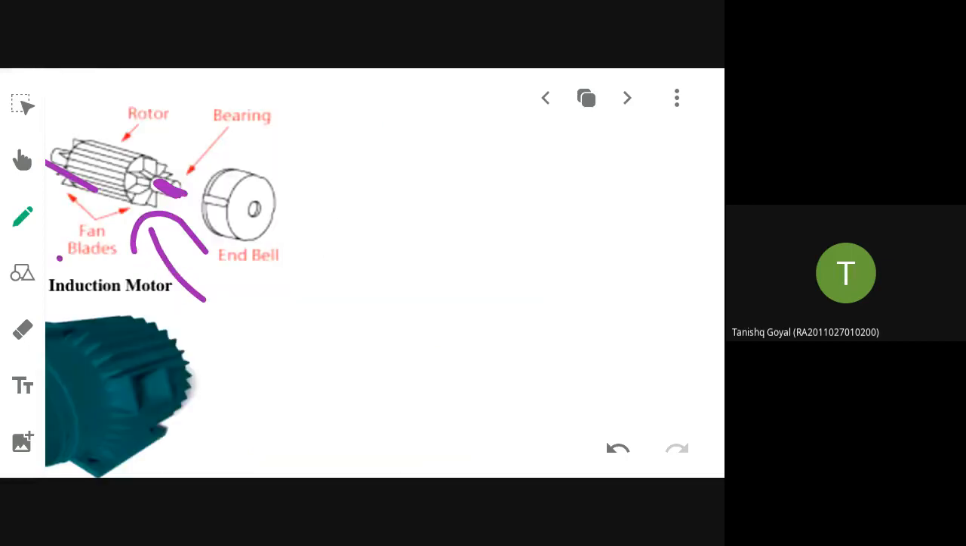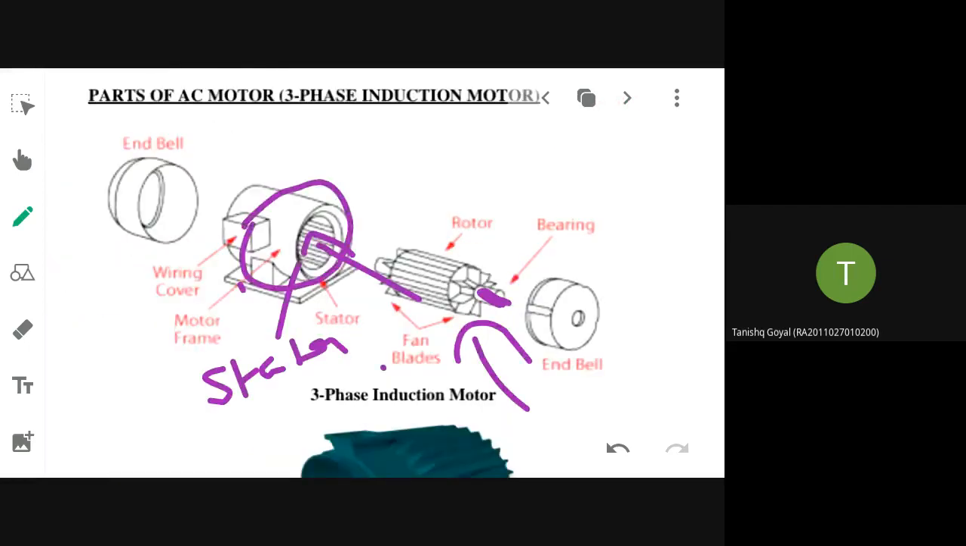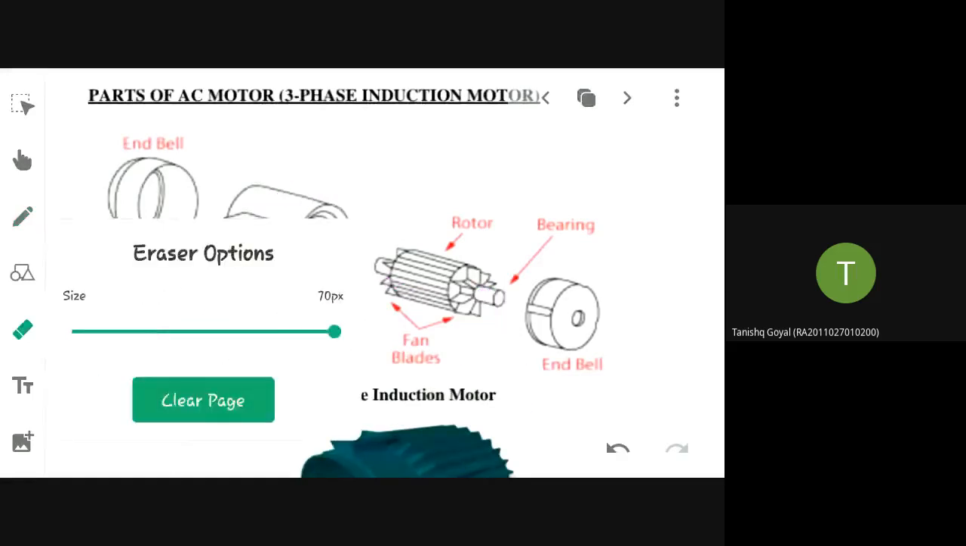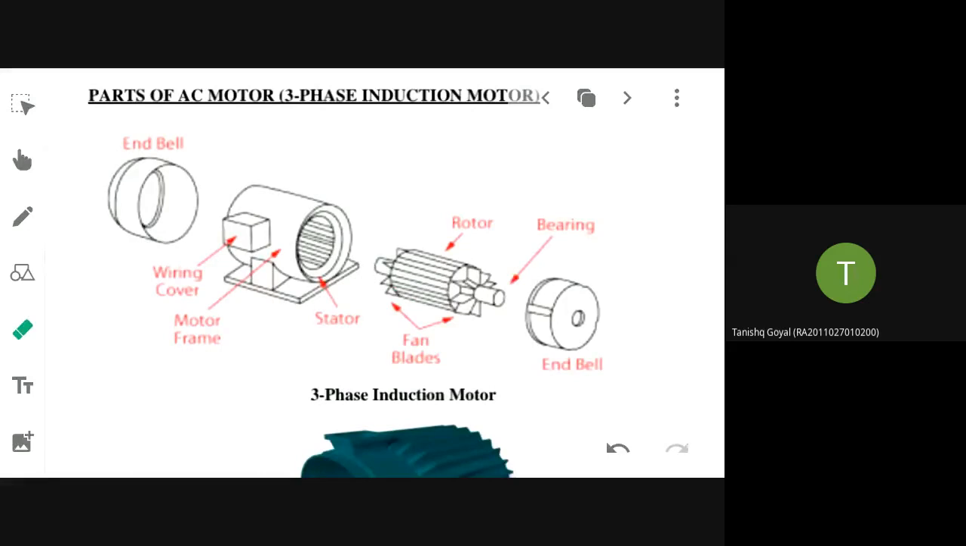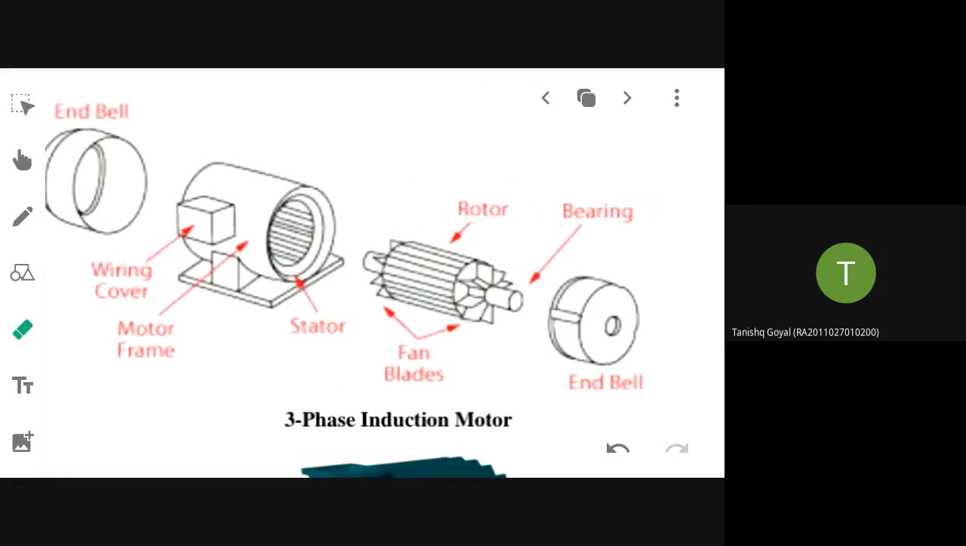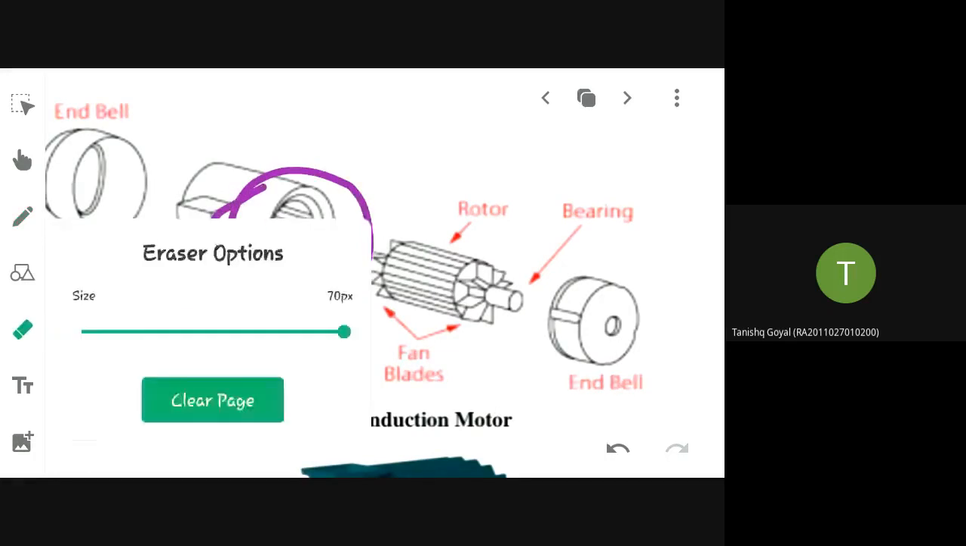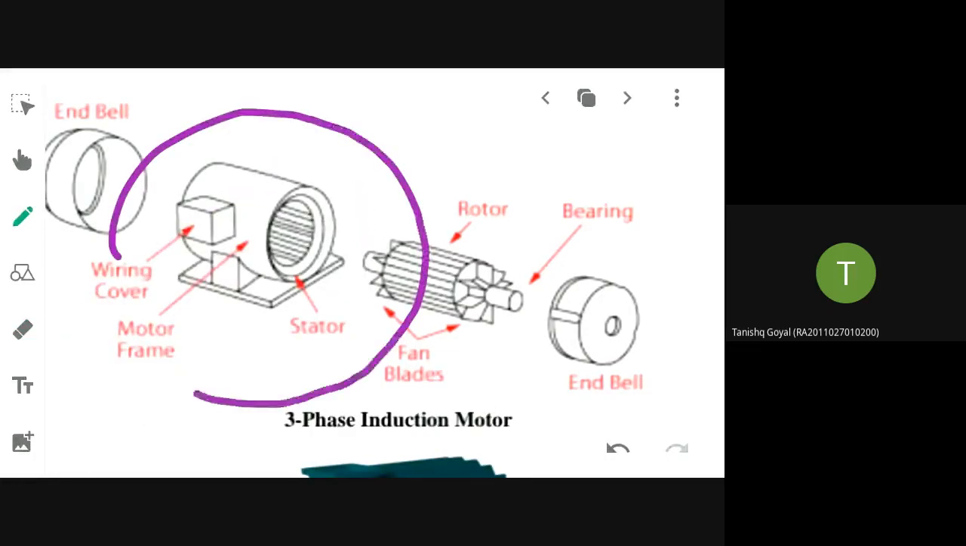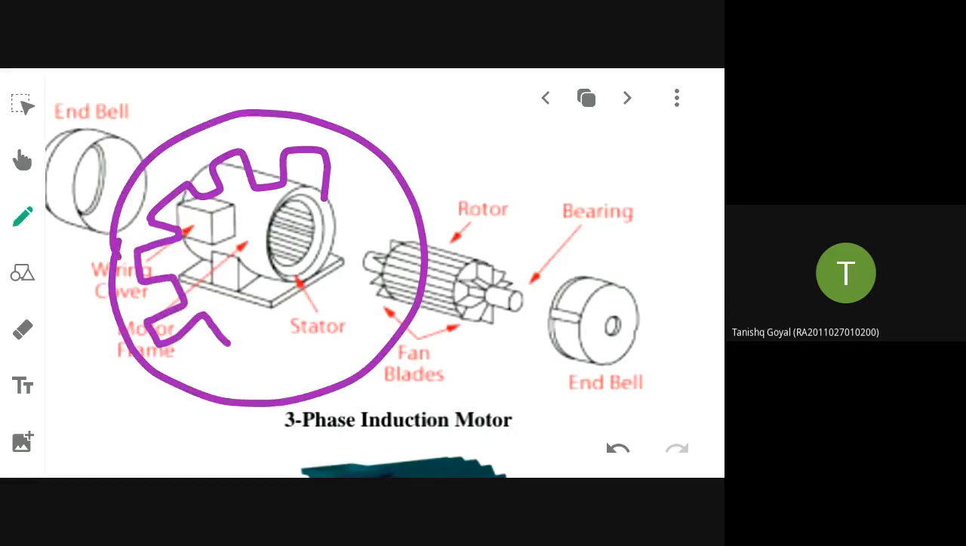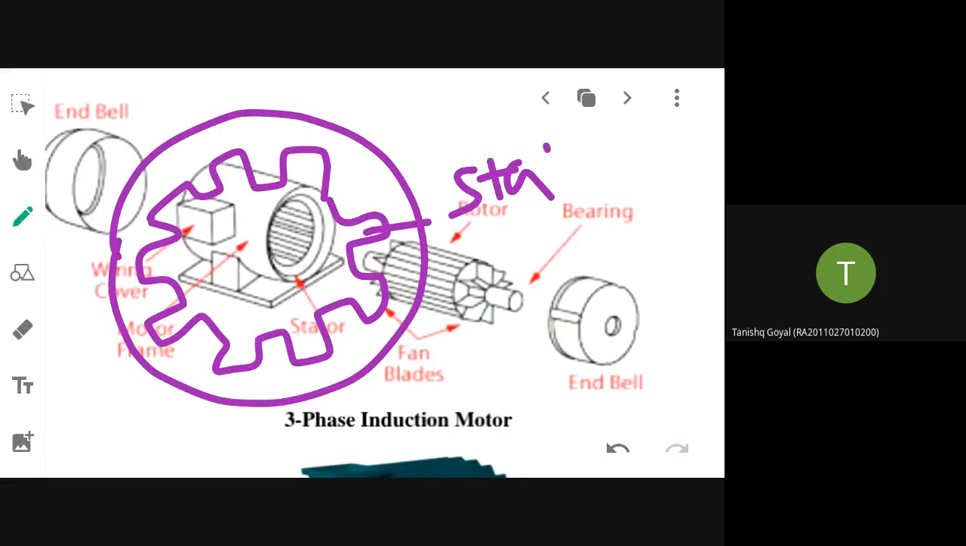Again, the outer portion will be called as what? Yoke, or frame. That is for preventing the mechanical injury of the internal parts. And inside, this is your stator. Inside the stator, I will draw it a little bit clearer. If this is a stator, inside the stator you will be having small slots cut, like this. Stator slots will be there.